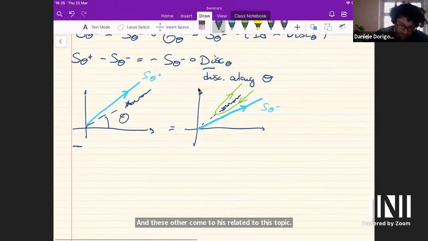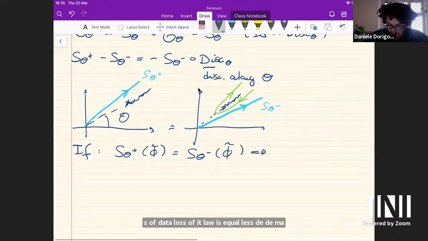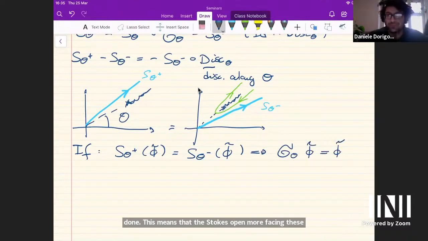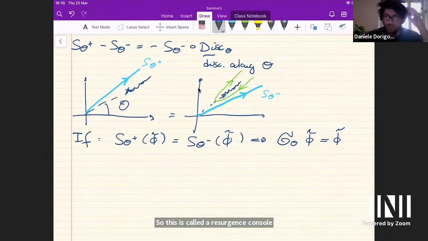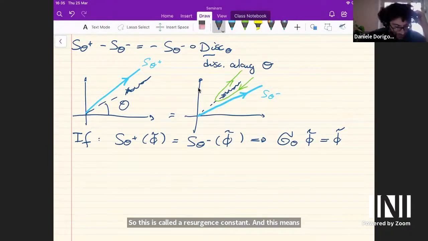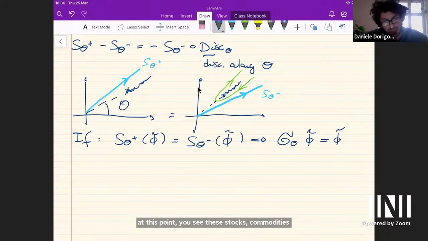If s of theta plus of phi tilde is equal to s of theta minus of phi tilde, this means that the Stokes automorphism is trivial. It is just the identity. So this is called a resurgence constant, and this means that theta is not a singular direction. At this point, you see, this Stokes automorphism connects from above the cut to below the cut.